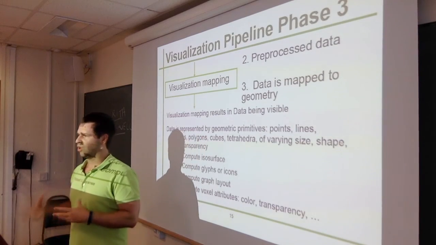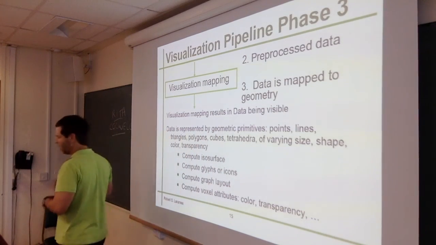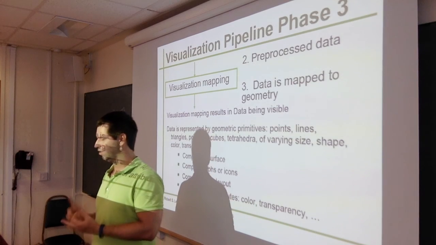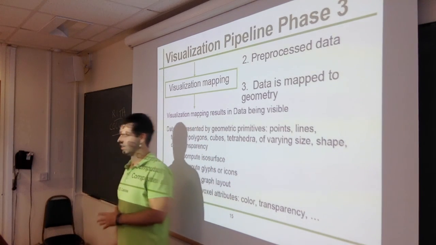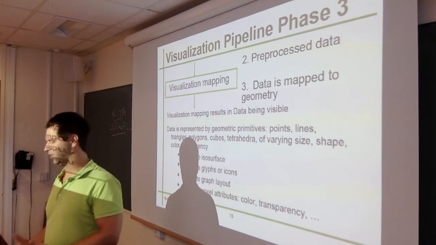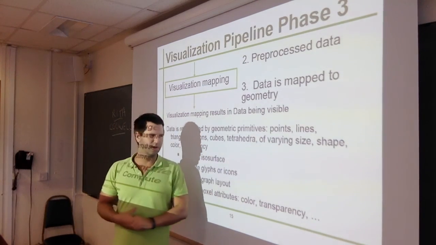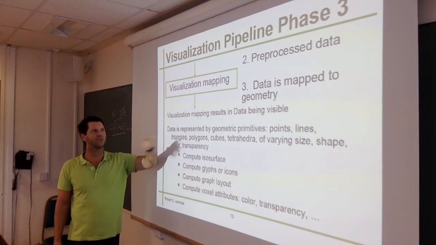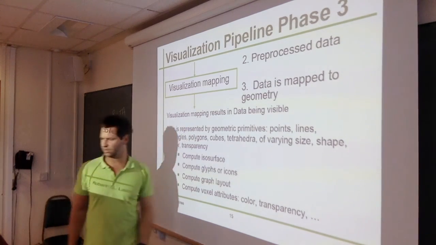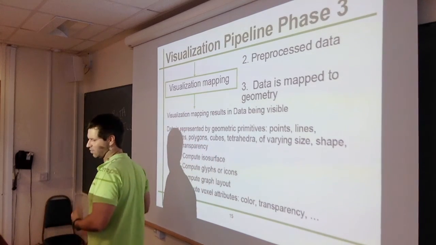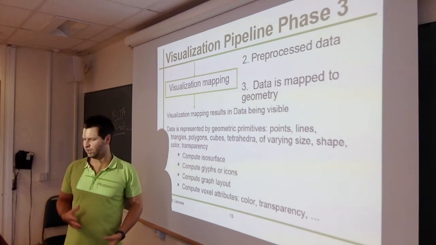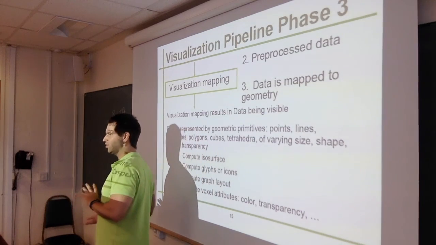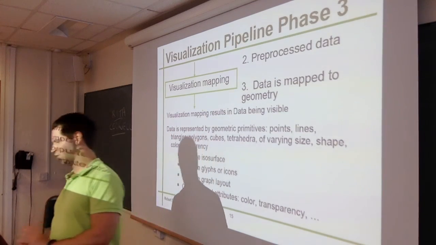Then taking the raw data, like the numbers, and mapping it to visual shapes: points, lines, edges, triangles, polygons, cubes, tetrahedra, varying size, shape, color, and transparency. That's the visualization mapping, and it is the focus of the module. How do we compute different kinds of surfaces? How do we construct different kinds of glyphs? How do we lay out a graph, and so on? How do we assign colors and transparencies to shapes?